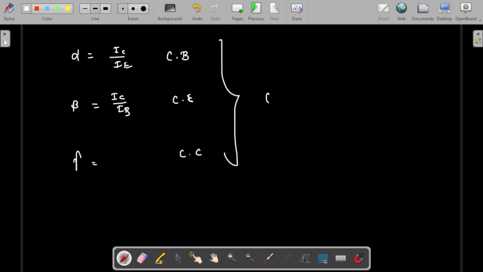So these are current gains, not voltage gain. For now we are worrying about current gains only. Later we can discuss those things. If the collector is common, then what will be the thing? IE is the output and IB is the input.